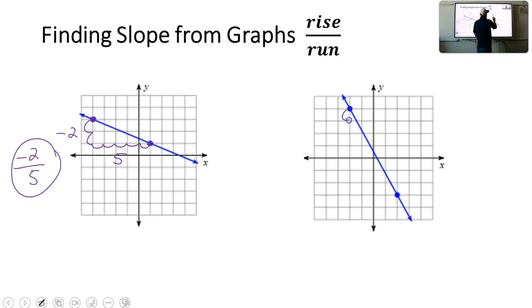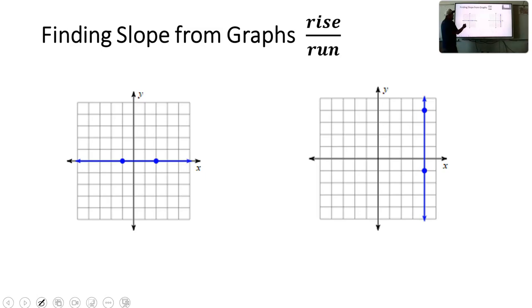Okay, so 1, 2, 3, 4, 5, 6, 7. I dropped 7. So my rise is negative 7. And I'm going to the right 1, 2, 3, 4. So my slope over here is negative 7/4. Okay, so your slope is just telling you your rate of change. I'm going down 7, right 4, and that just repeats over and over again. I keep going down 7, right 4, down 7, right 4. And I will always be on the line because that is the constant change. It's the slope.